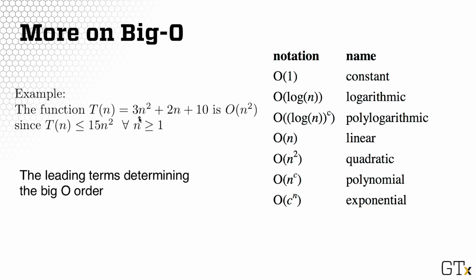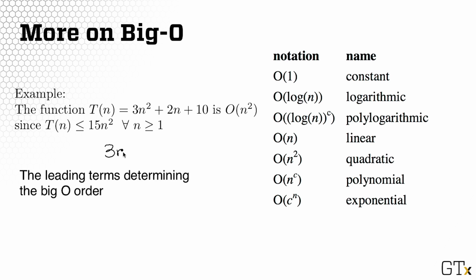So suppose the running time of a problem with size n goes in this order: 3n squared plus 2n plus 10. Now we say that this expression, this function T(n), is order n squared. Why is that? Now I have to show that the leading term is n squared here. So let me write this down.